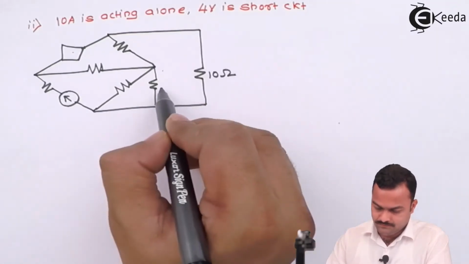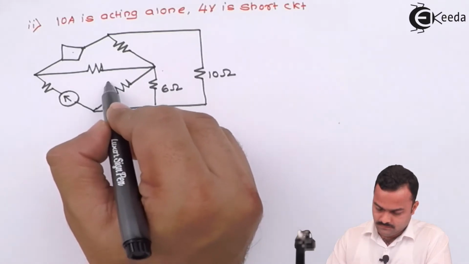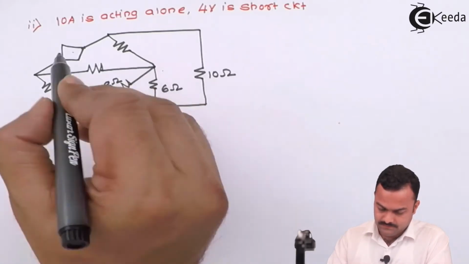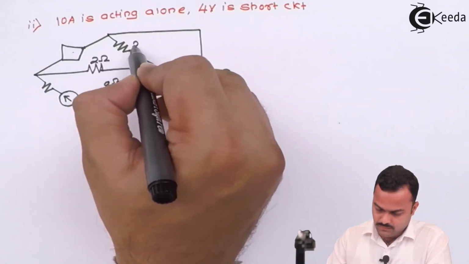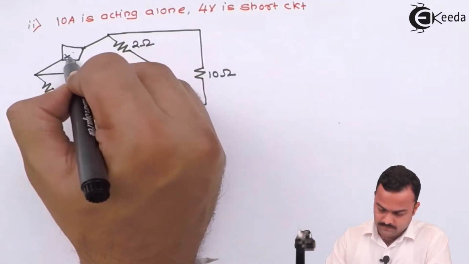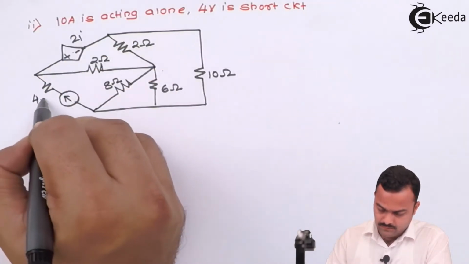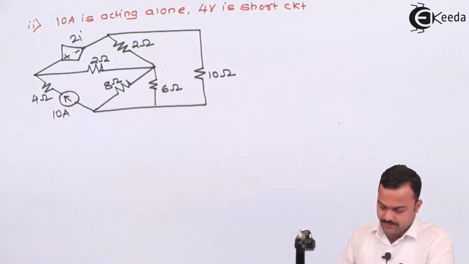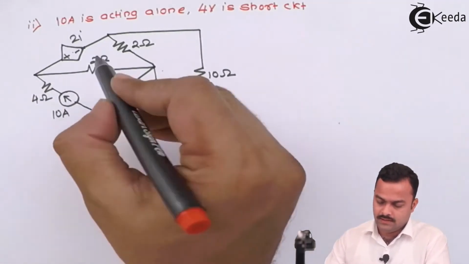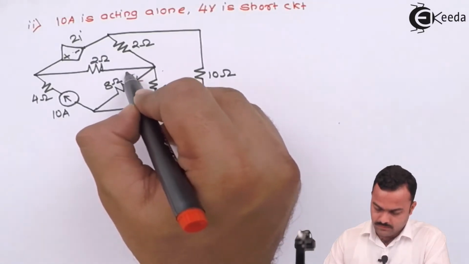This is 10 ohm, 6 ohm, this is 8, 2, 2 once again, this is 2I, 4 ohm, and this is a source which is acting alone, which is 10 ampere, 2I, where I is current flowing through 8 ohm given by them.